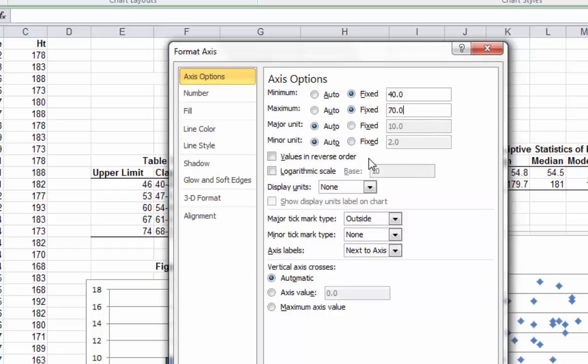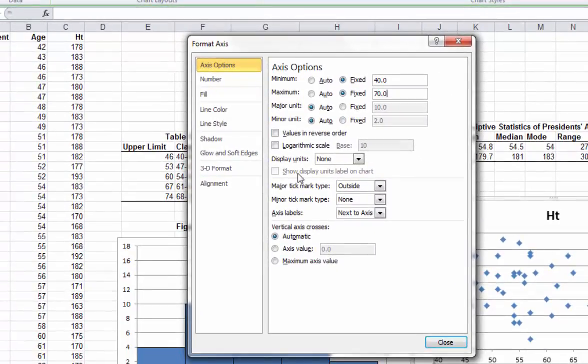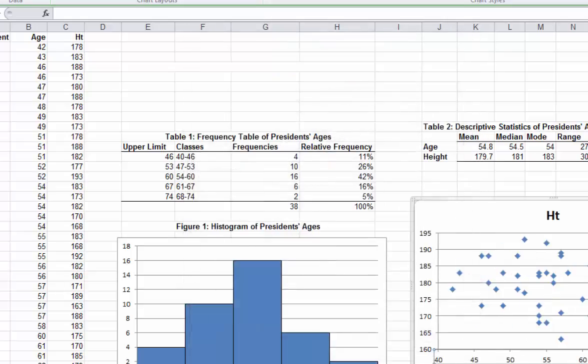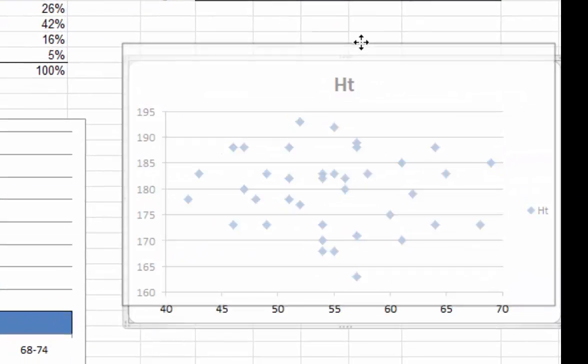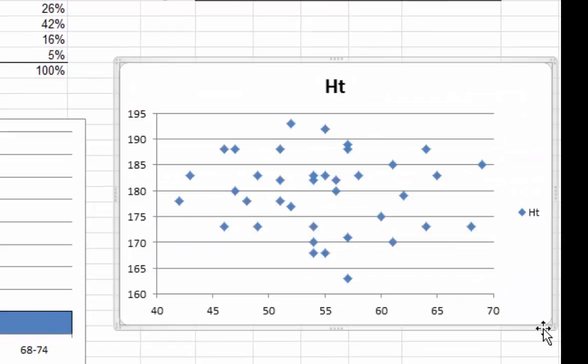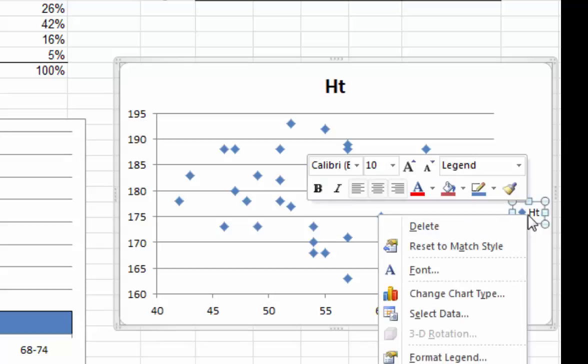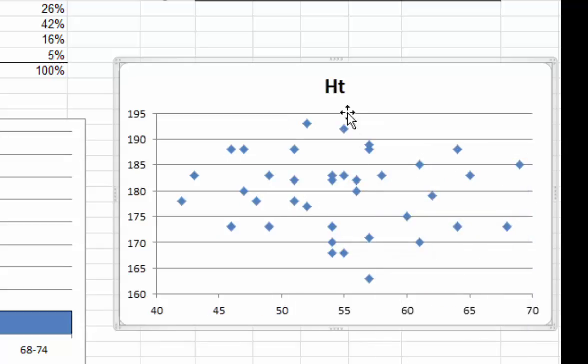Major unit is 10. That's probably okay. Minor unit, that's probably okay. I think everything else is better, so let's go ahead and click OK. Okay, so now our axis is a little better. It looks like the vertical axis is actually reflective of what the heights are. I'm going to go ahead and get rid of this little legend.